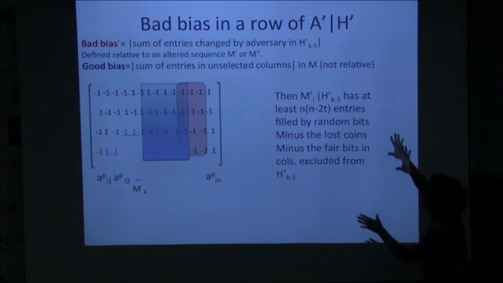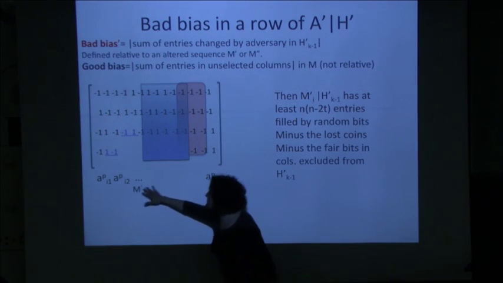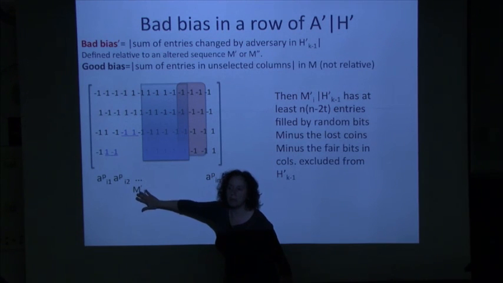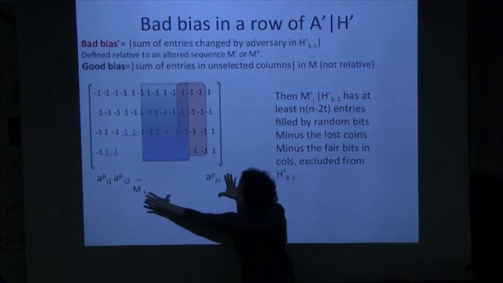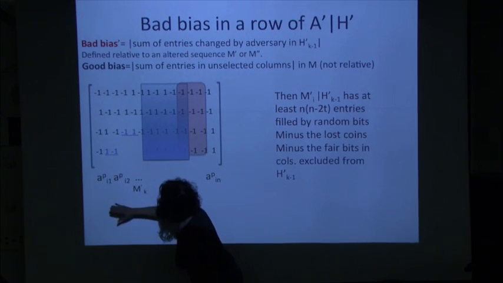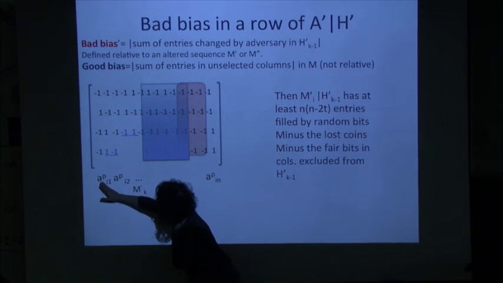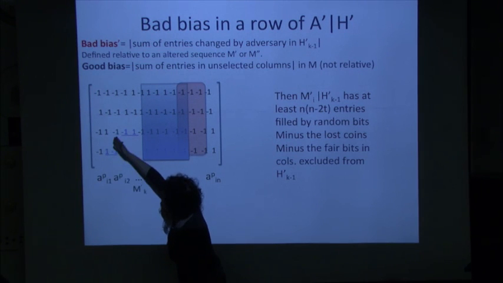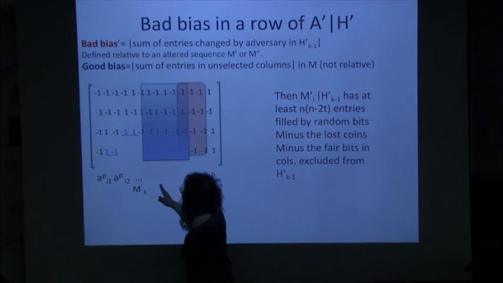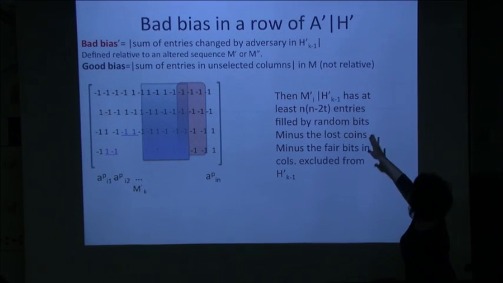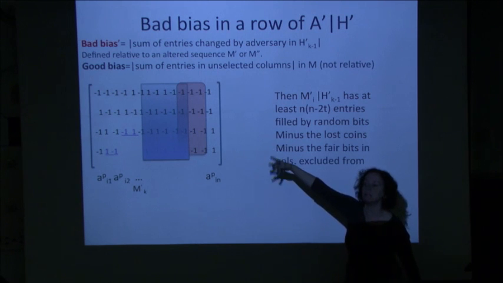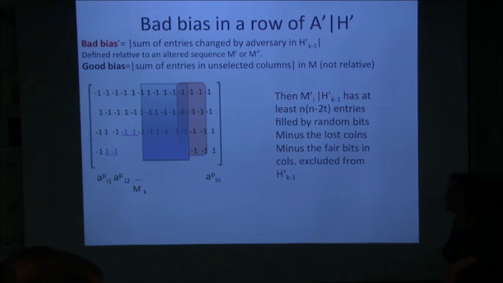Okay, so I'm just now focusing on one row, which corresponds to one matrix M in the sequence. So this is one row of A, and these are the total of the coin tosses by each processor. Okay, so good bias is determined by M, the original coins that are in the template matrix.